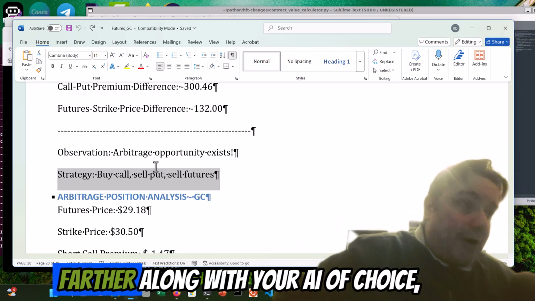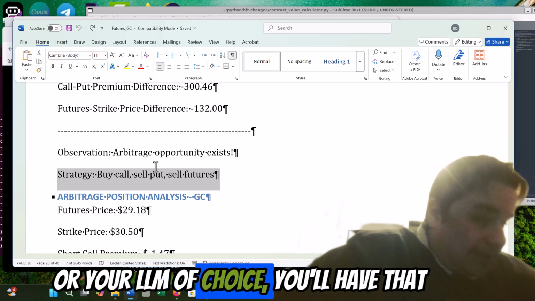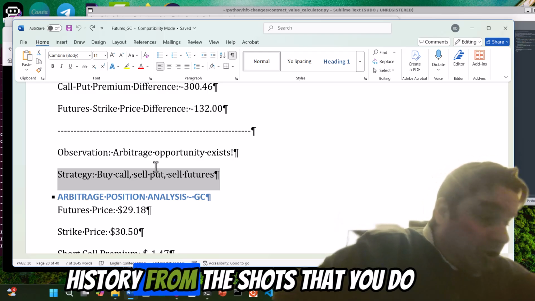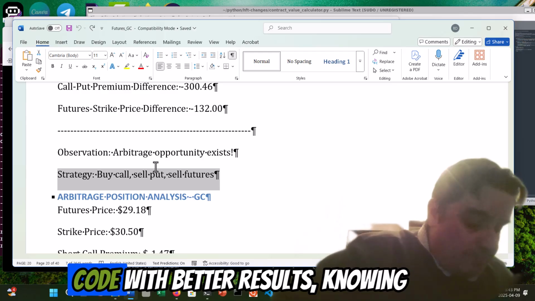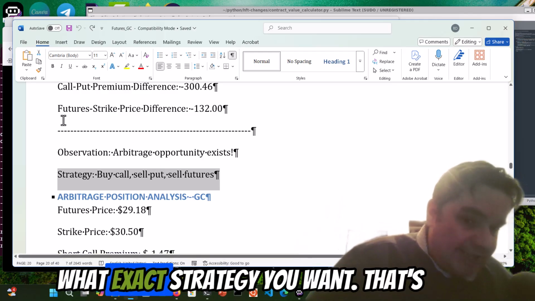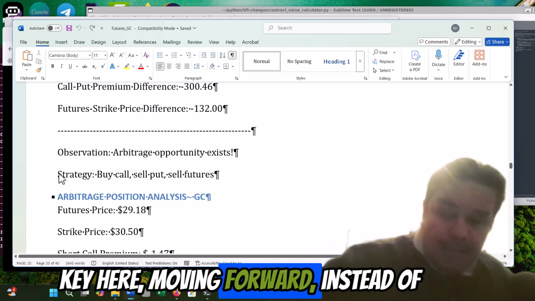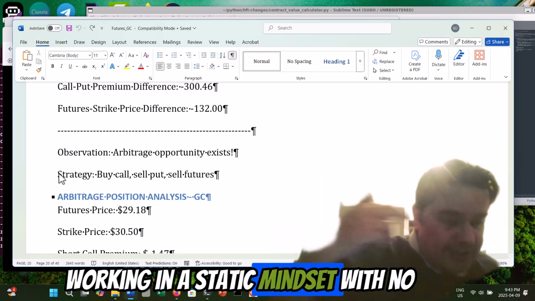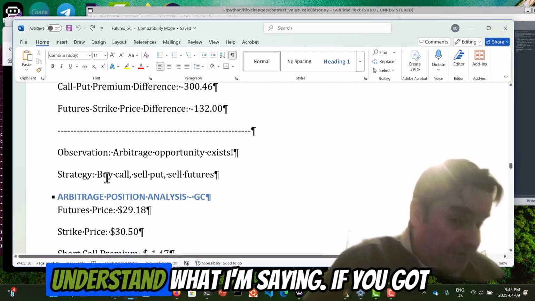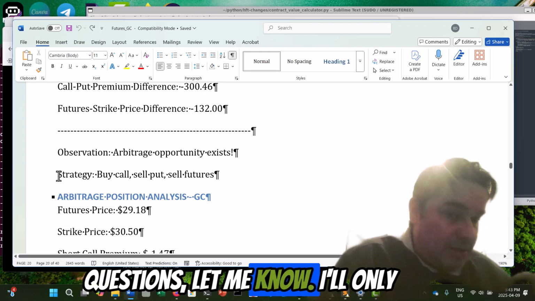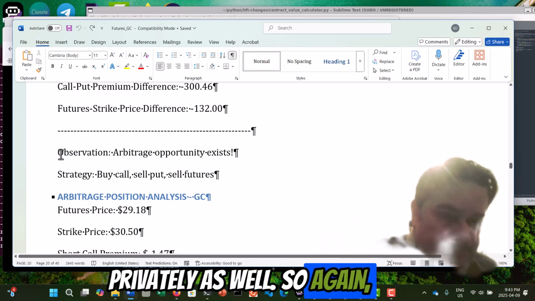And as you move farther along with your AI of choice or your LLM of choice, it'll have that history from the chats that you do with it, being able to generate better code with better results, knowing what exact strategy you want. That's key here, moving forward instead of working in a static mindset with no real dynamic frameworks. If you understand what I'm saying, if you got questions, let me know. I'll only answer them on my forum and privately as well.